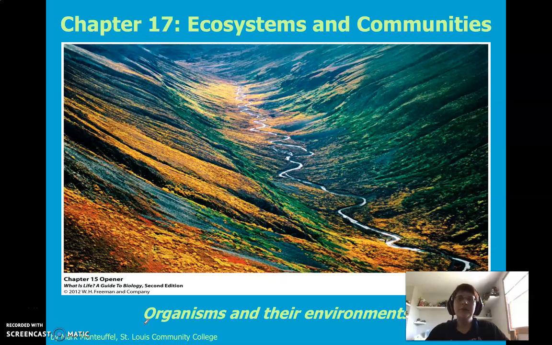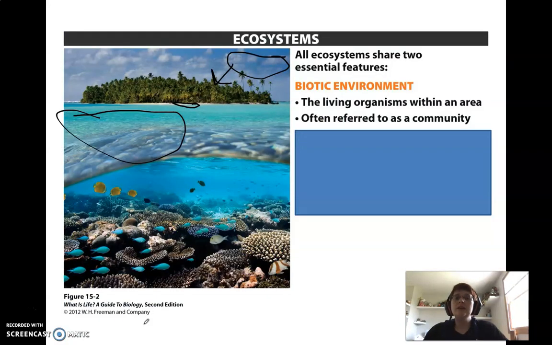This is lecture 1 from chapter 17, our last chapter, and this is about ecosystems and communities. So what we're going to be looking at here are how organisms interact with each other and how organisms interact with their environment. So we're going to start off talking about ecosystems.